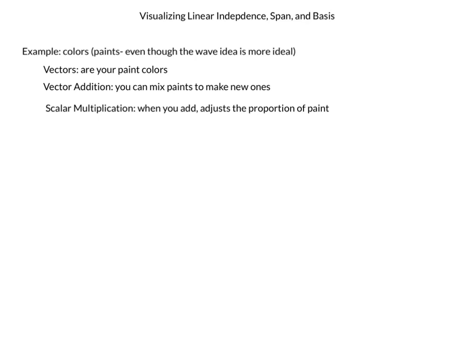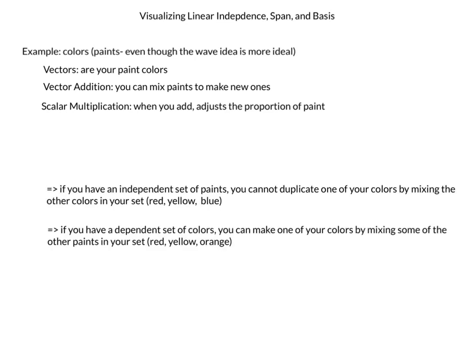So the idea is the vectors are your paint colors. The vector addition is when you mix paints to make new ones. And then the scalar multiplication is when you're mixing your vectors together, you adjust the proportion of paint. So like 2 red plus 1 yellow will give you kind of a dark orange, and you have twice as much red paint. Did I say 2 red? Yeah, you have twice as much red as you do yellow.